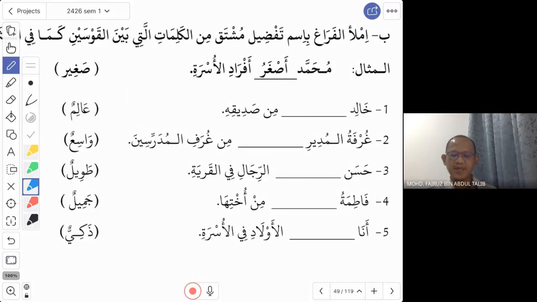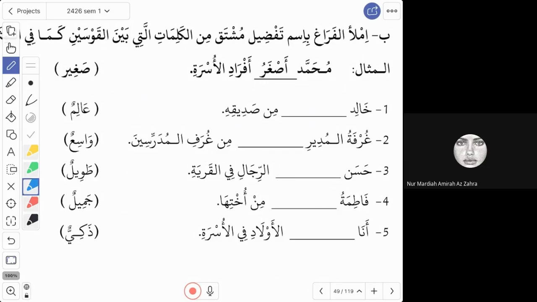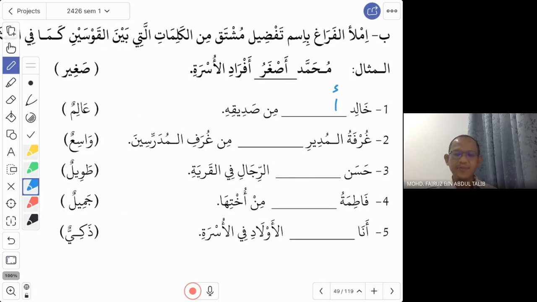From the word alim, it becomes a'lamu. Yes, the same thing. You just identify the root word, ain, alif, lam, mim. The root word is ain, lam, mim. That is the root word. And then what do you do? Just add alif, and then read according to the wazan, a'lamu. So we get the word, Khalid a'lamu. Khalid knows better than his friend. So Khalid is more knowledgeable.